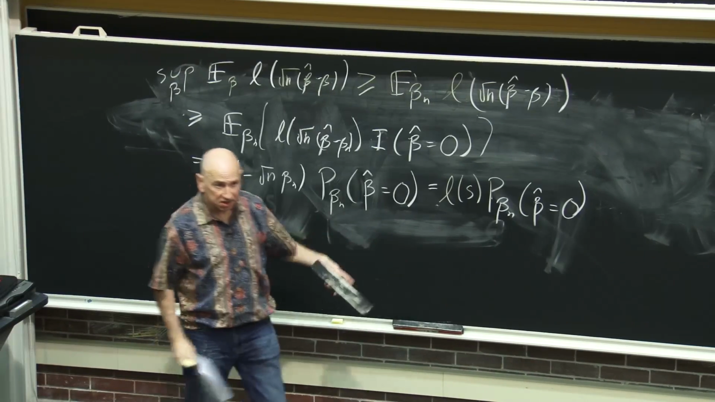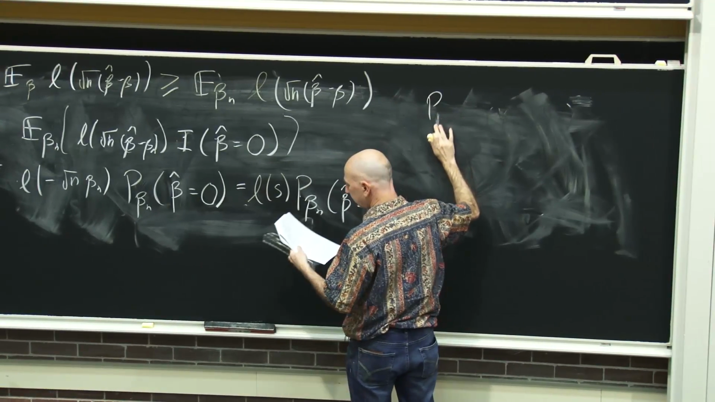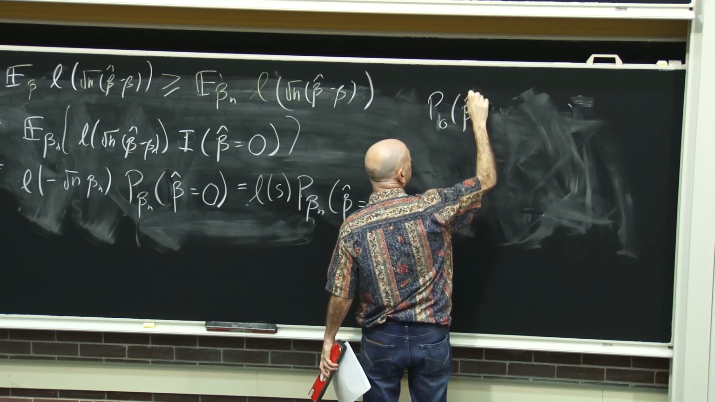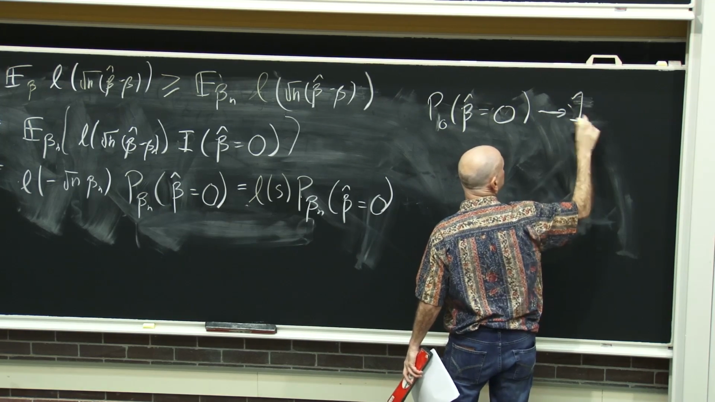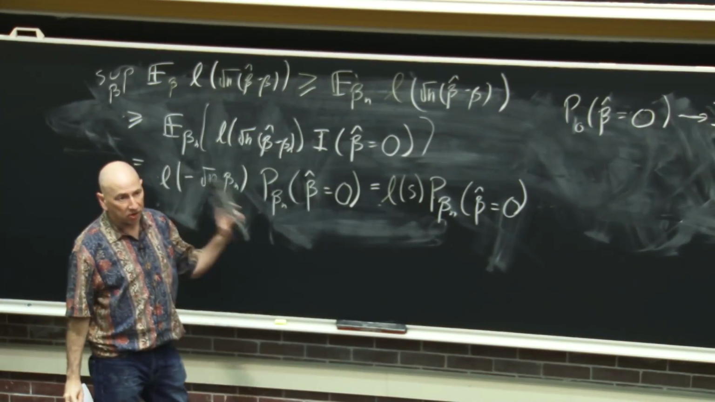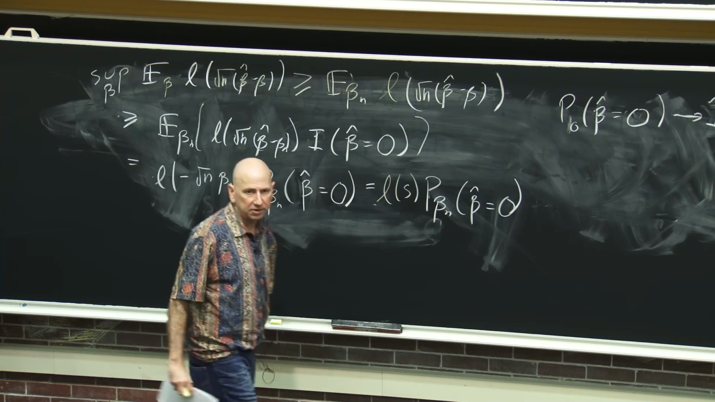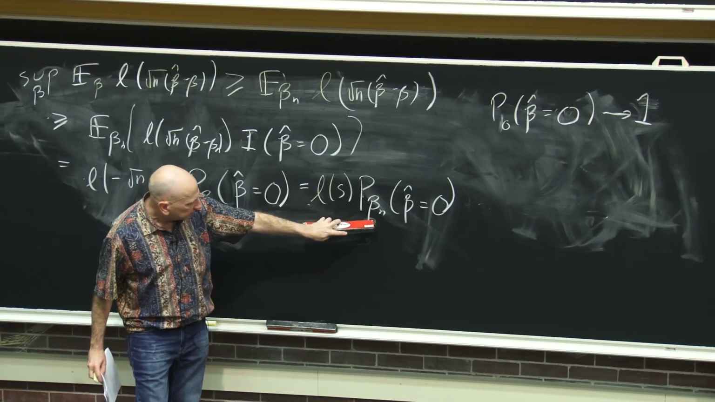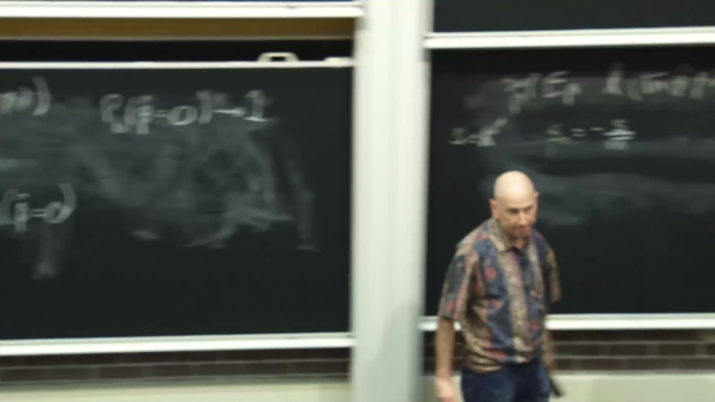Now, by the sparsistency assumption, we know that when beta is 0, the probability that beta hat is equal to 0 is going to 1. This is the whole point. We're using this sparsistent estimator, which says that if all the betas are 0, then my beta hat's going to be 0 eventually, with probability 1. What can I say about the probability under beta n? Well, beta n is very close to 0.